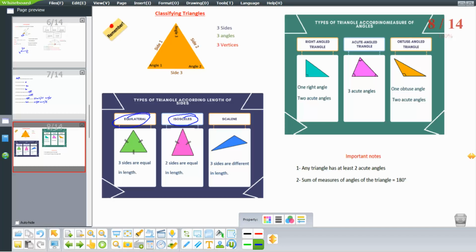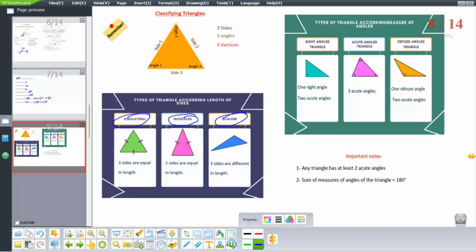It has only two sides equal. If the three sides are different, we call it a scalene triangle. Three sides are different in length. Again, an equilateral triangle has three equal sides, an isosceles triangle has two equal sides, and a scalene triangle has three different sides.